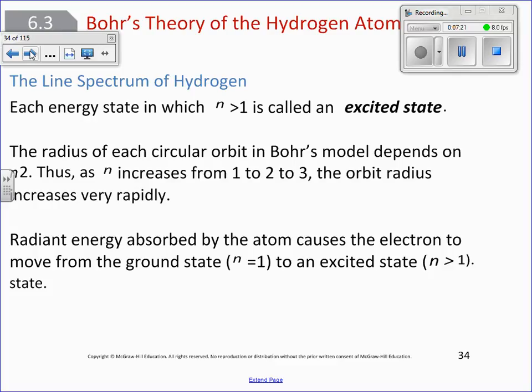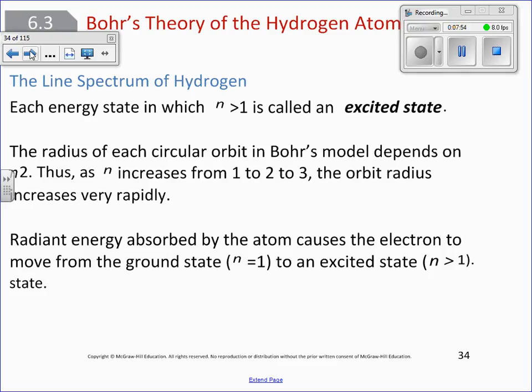So if I have a nucleus, one, two, three, the orbits get bigger. They're higher energy. So radiant energy absorbed by an electron causes the electron to move from the ground state, n equals 1, to an excited state. So here's my electron in the ground state. I add energy to it, I can get it up to here.